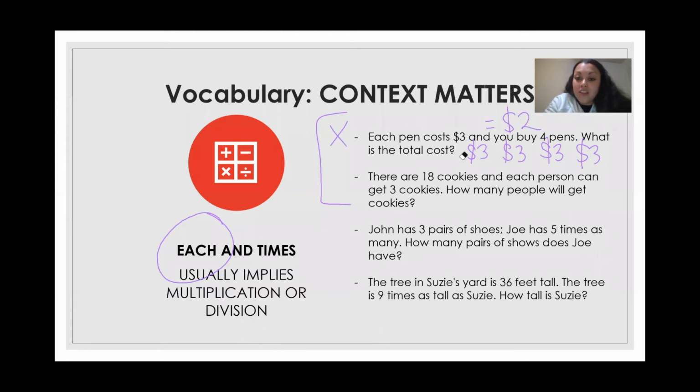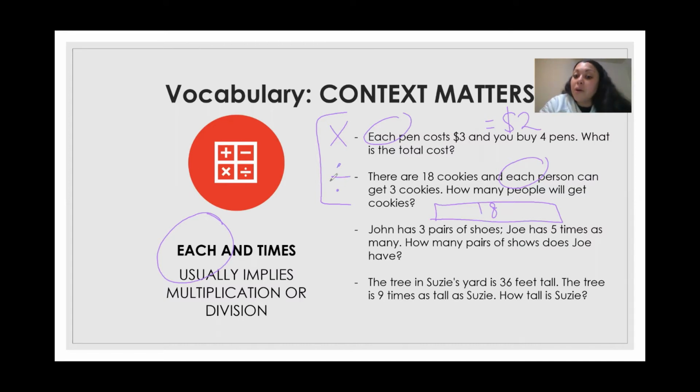So if we look at the next question, it says there are 18 cookies and each person, again, this is the word each, person can get 3 cookies. How many people will get cookies? So again, we have the total already. We have the number 18. And we are splitting it up among a certain number of people. We don't know how many yet. But because we're splitting it up, this problem is really a division problem.